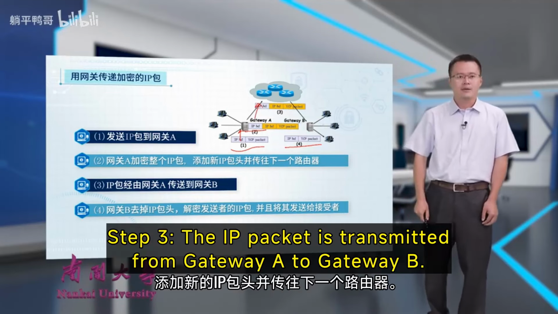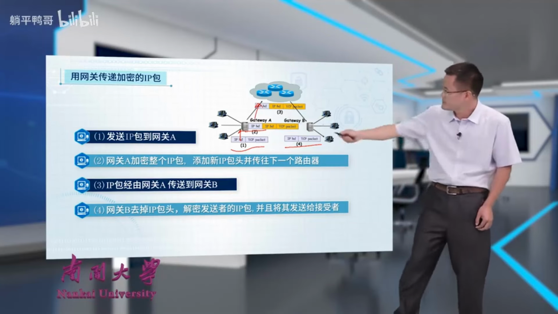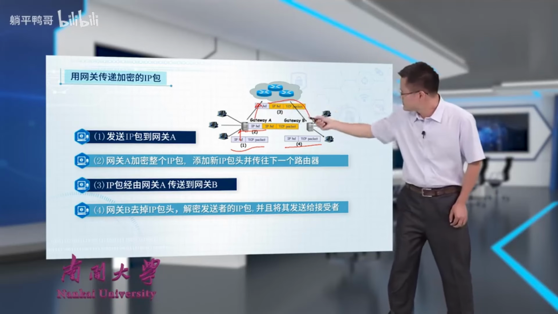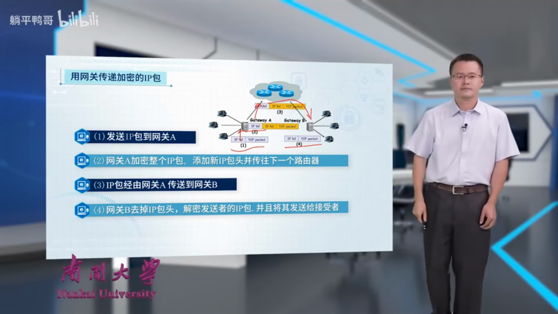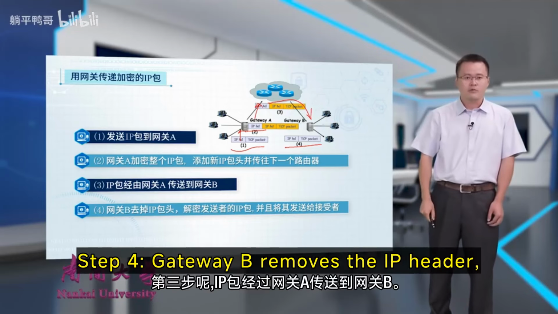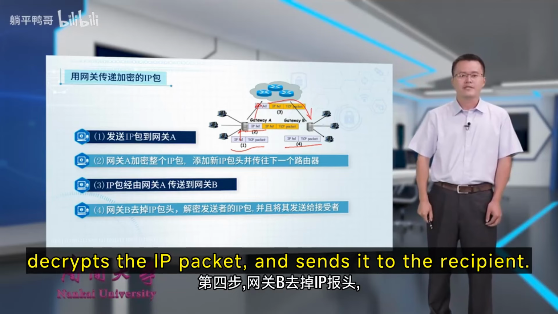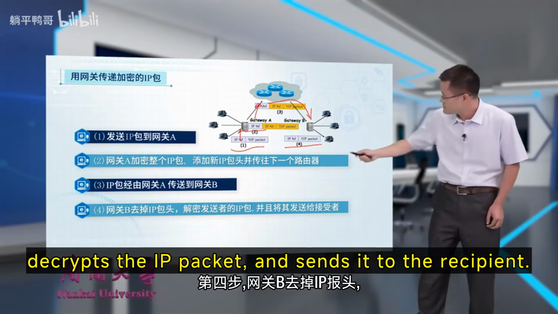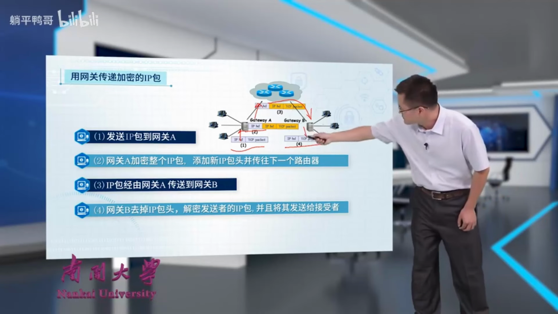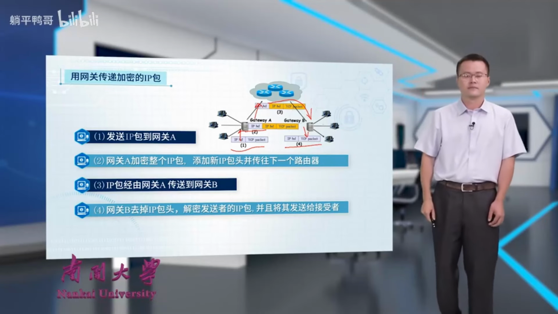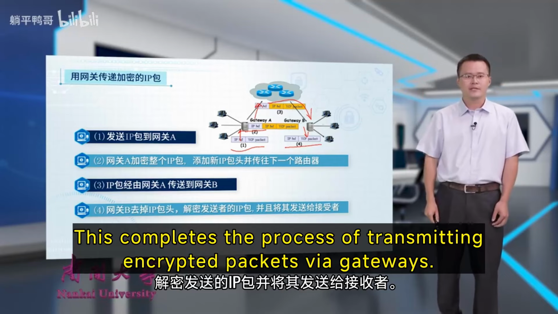Step 3. The IP packet is transmitted from Gateway A to Gateway B. Step 4. Gateway B removes the IP header, decrypts the IP packet, and sends it to the recipient. This completes the process of transmitting encrypted packets via gateways.